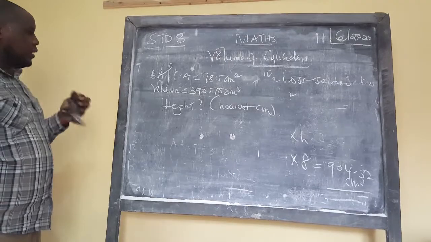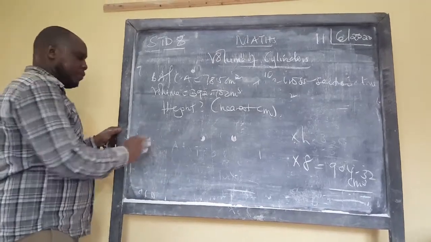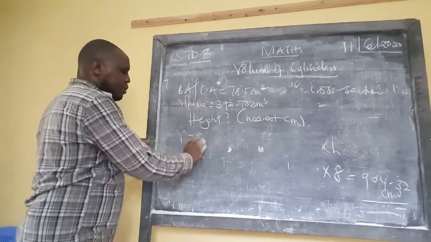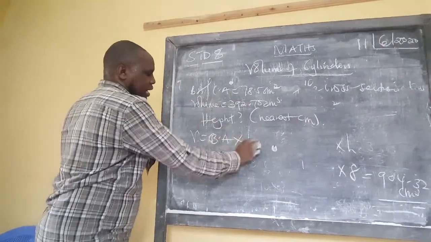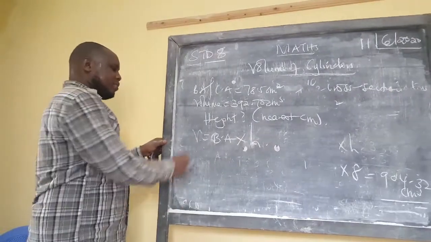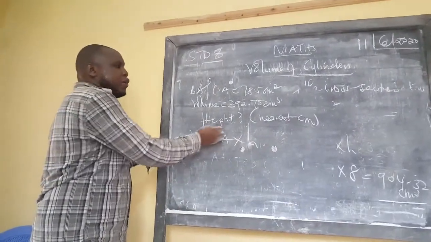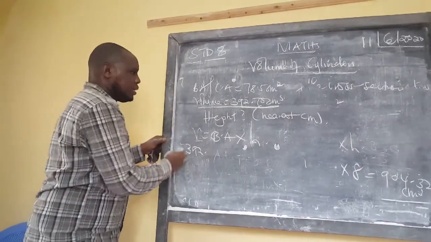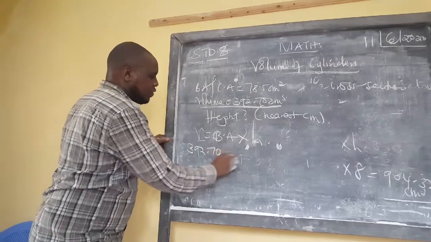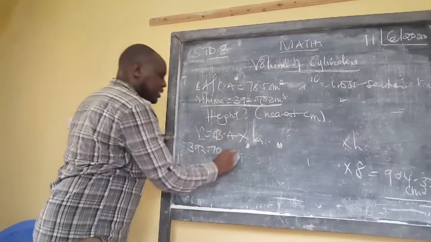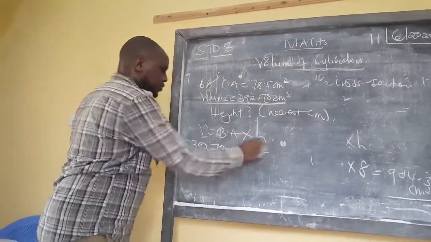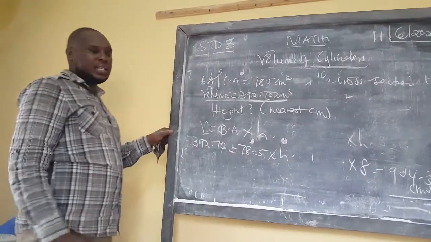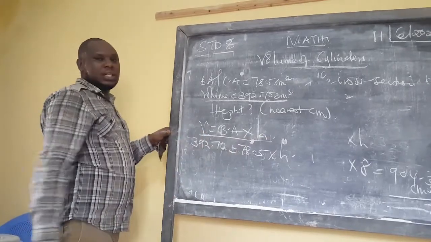So what I'm doing here is that you write the formula. Volume is equal to cross-sectional area, or in this case they are giving you base area, times height. In this case the volume is given. So where we have V, you replace with the volume because you know it. So 392.70 is equivalent to the base area 78.5 times the height. Simple as that, learner. You replace all that is in the formula.